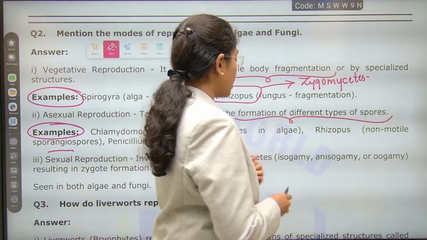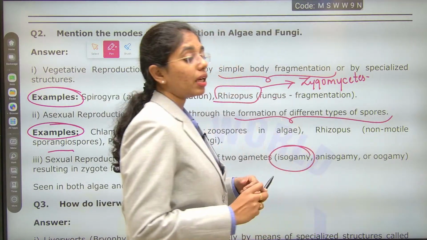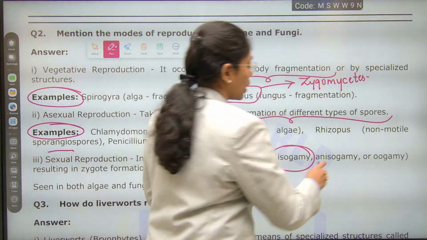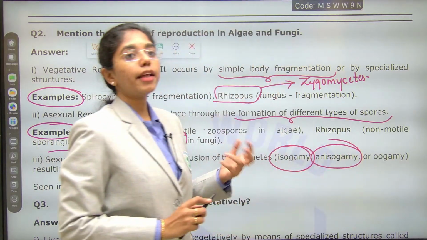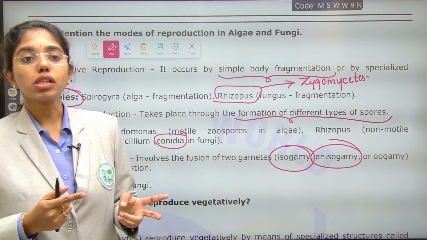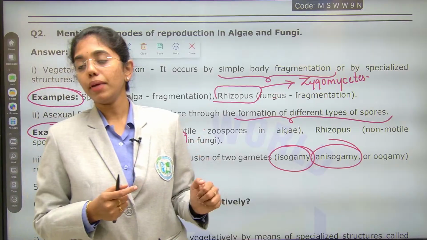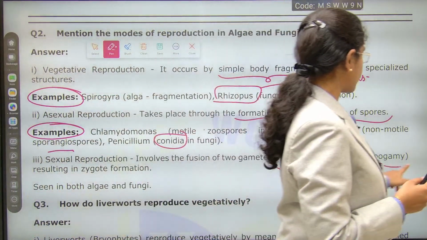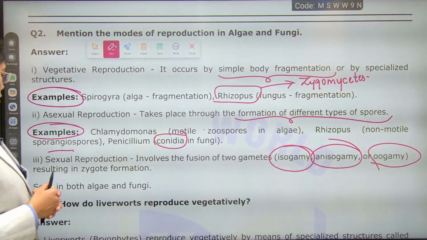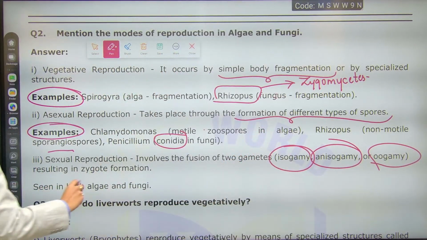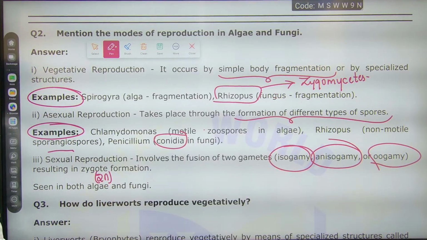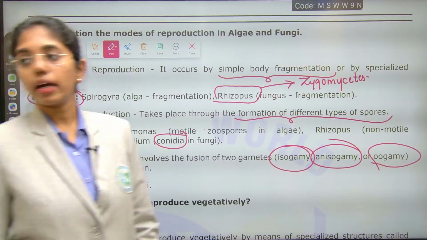Next, sexual reproduction involves gametic fusion, and the gametes can be similar in their morphology and physiology, like how you see it in isogamy, and they can be dissimilar in morphology and physiology, like how you can see in anisogamy and in oogamy, where a single motile male gamete fuses with a large non-motile female gamete, which is oogamous. Fine, right? Three types of gametic fusion are possible, resulting in a diploid zygote. Diploid zygote is formed. This is seen both in algae and fungi. Fine, right?